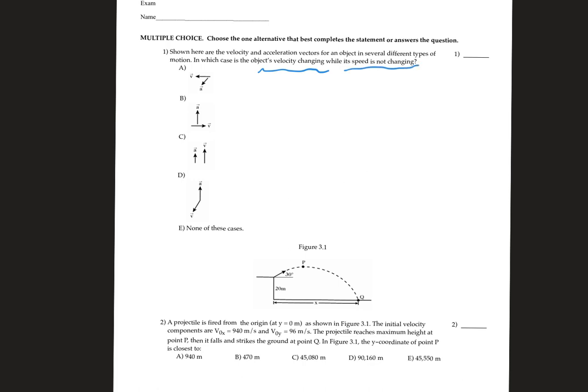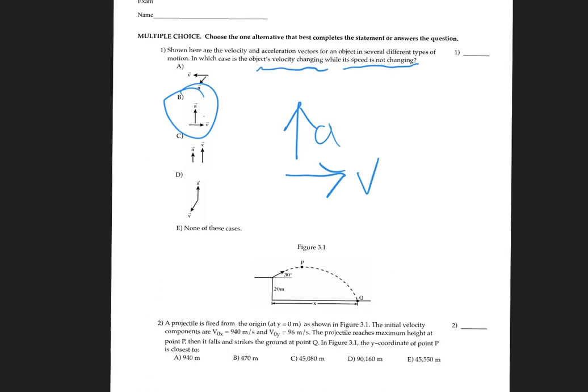So for the speed to remain constant while the velocity is changing, meaning the direction is changing, that will only be possible if the acceleration is perpendicular to the velocity. So the answer would be B.